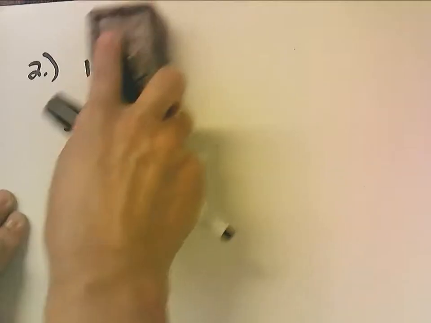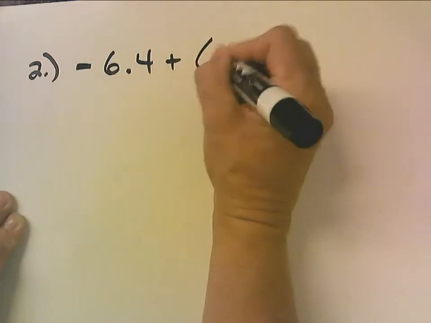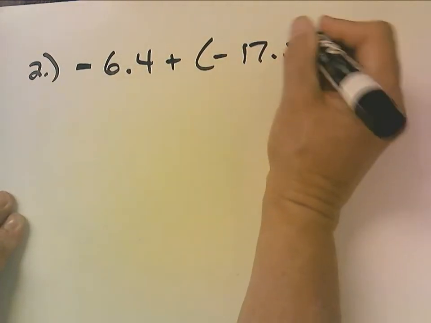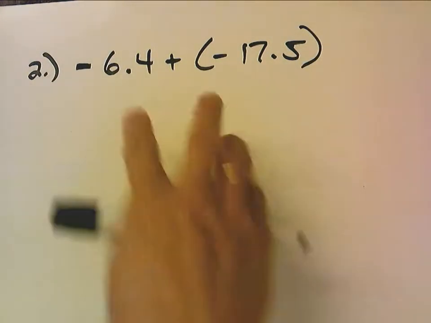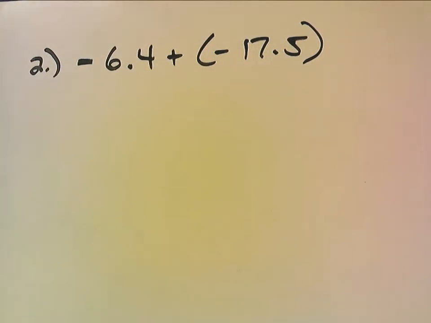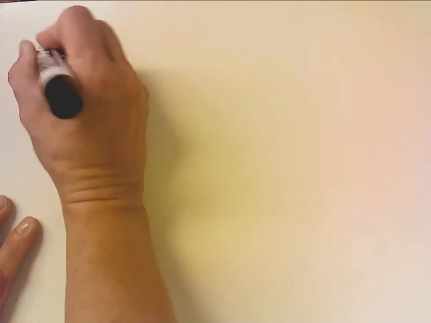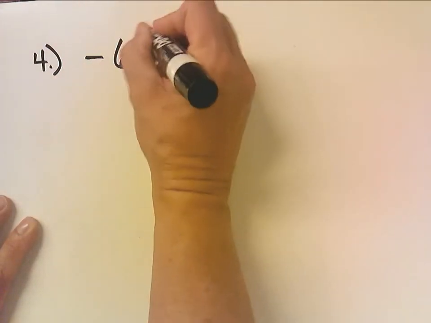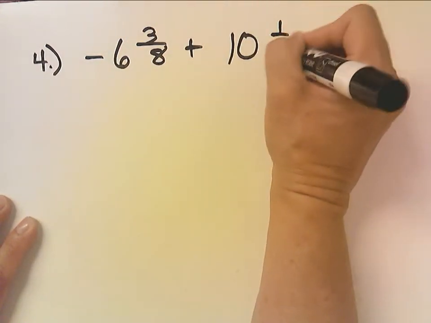Okay, now number 3, I'm going to let you do number 3 on your own. But if we're adding a negative plus a negative, there's only one team. Okay, the negatives are definitely going to win. We just have to add these two together and keep it as a negative. Okay, now let's look at number 4. We have some fractions. Negative 6 3/8 plus 10 1/2.